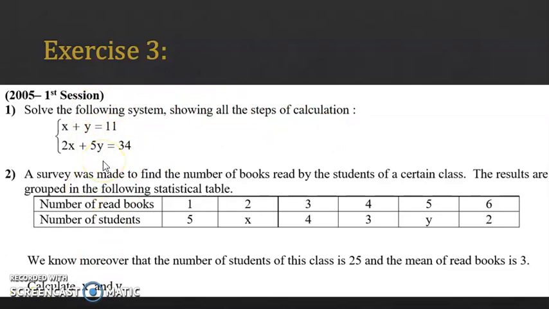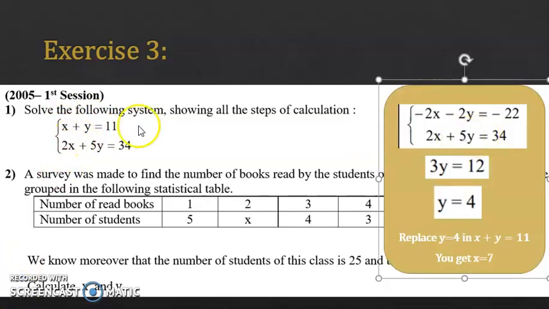So there are several methods. I'll use the method of elimination. I'll multiply the first equation by -2. So I'll get -2x, which will cancel out with 2x. After multiplying by -2, you will get -2x minus 2y is equal to -22. Add these equations. This will cancel out with 2x, and you're left with -2y plus 5y, which will give you 3y. And on this side you'll get 12. Now divide by 3, you'll get that y is equal to 4. Replace y equal to 4 in the first equation, you'll get that x is equal to 7. So y is 4 and x is 7.